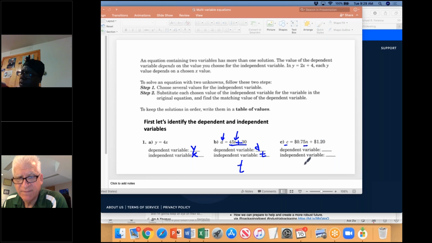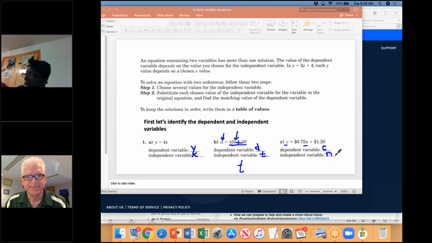Okay. So the independent variable is always the one you're... C is going to be the dependent variable. Yep. C is dependent. And the independent variable is going to be n. Yes, very good. It's a little bit hard to see, but that's the right answer. Okay, so now we understand dependent and independent variables. And so we'll move on to try to solve some of those, okay?